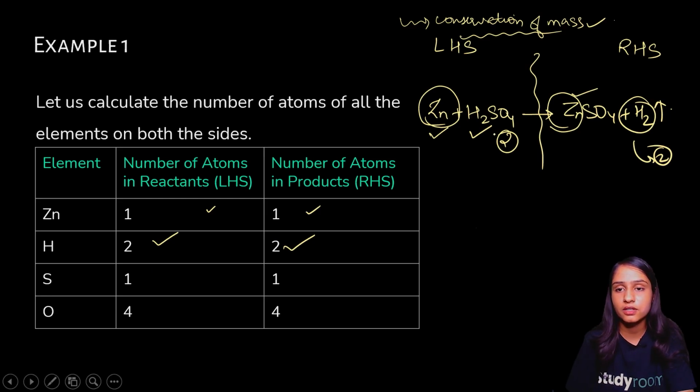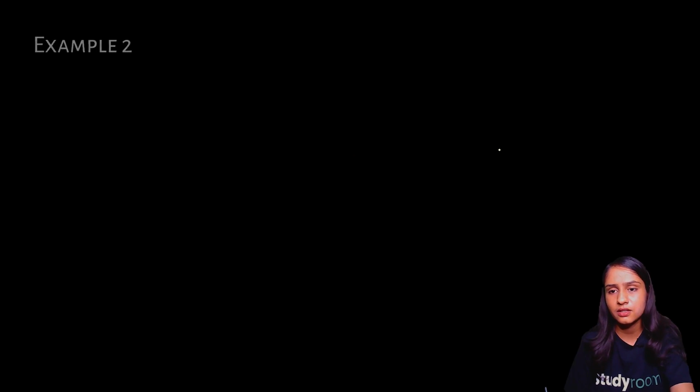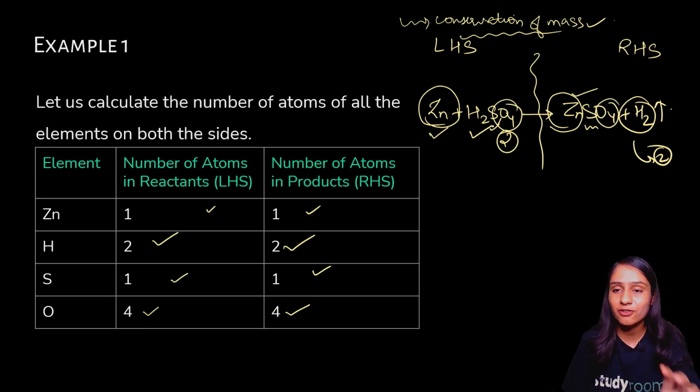Sulfur, count the sulfur. This is sulfur. This is sulfur. Also this is sulfur. Then what? One atom and one atom on both sides. So this is balanced. Oxygen 4 and 4. Here you can see 4 and 4. So this equation truly follows the conservation of mass. So this is a properly balanced chemical equation.